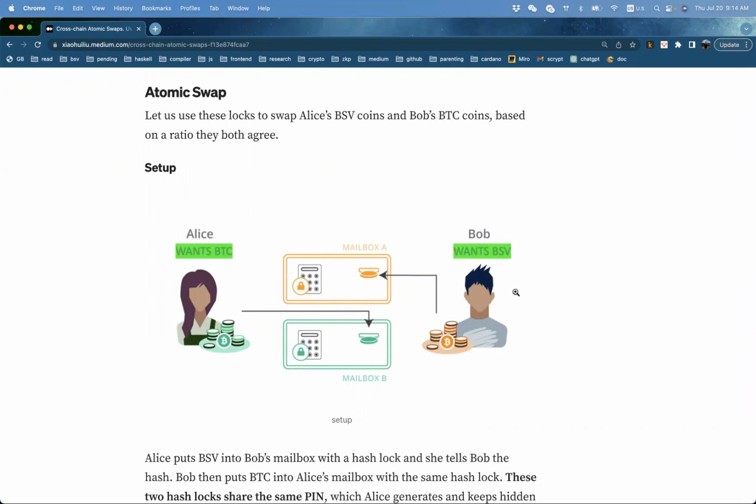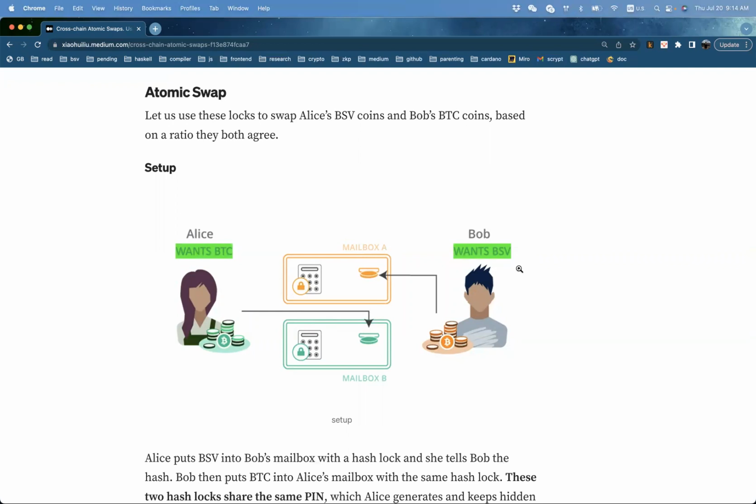Basically, you have two types of so-called crypto assets on two different chains, and then you want to trade or swap them, right? For example, I use BTC and BSV as example. Let's say you have one BTC and I have, at today's rate, let's say 1000 BSV. So you want to have 1000 BSV and I want your one BTC. So usually what happens is I can send you my 1000 BSV and then after that you send me one BTC, your BTC.